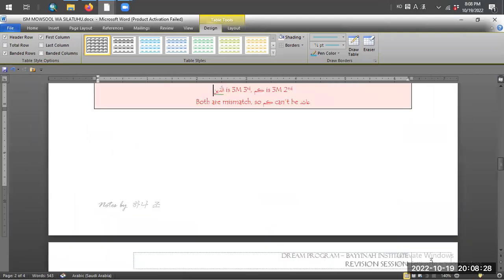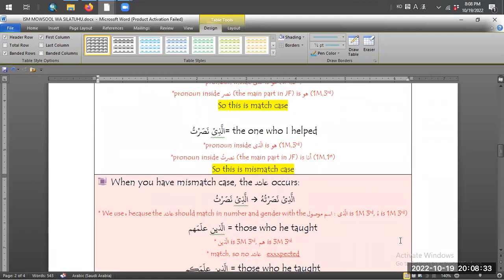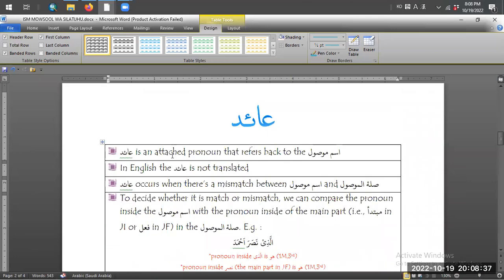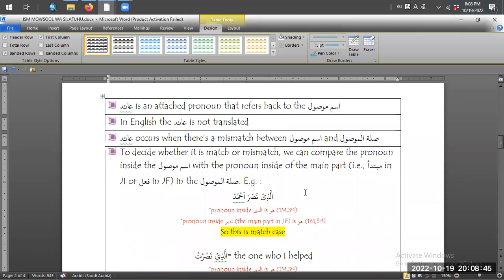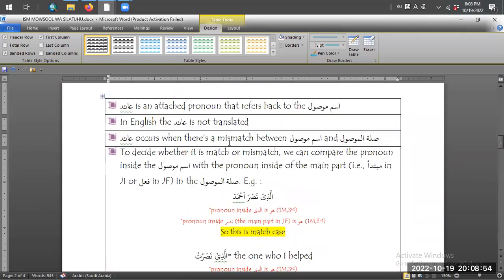So we were talking about Eid. There is one more important point that should be mentioned here. Eid should match in number and gender with the pronoun right inside the ismosul. Where should we put that?